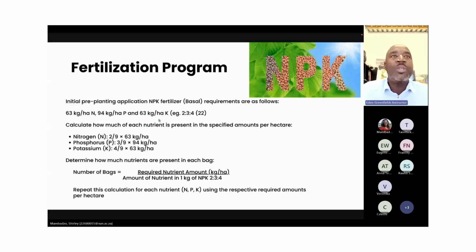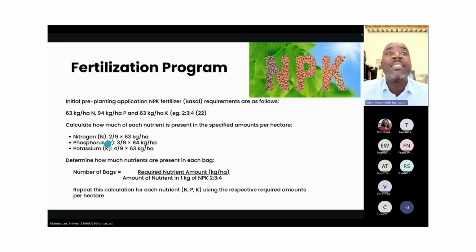So there are calculations that we normally do using the numbers that I've just mentioned, the 2-3-4. There are calculations that we normally do in order for us to know how many bags you need to prepare for your planting season. So normally we calculate the number of bags required. Then we need to calculate the required nutrient amount, which in this case, according to our calculation, will be 2/9 multiplied by 63 for nitrogen.